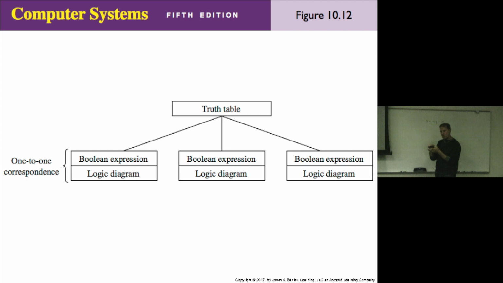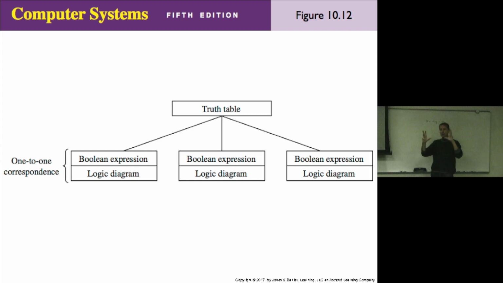Now, what does that mean, there's a one-to-one correspondence? I mean, they could be written in either way exactly. Exactly, yes. For every Boolean expression, there is exactly one what? Logic diagram. And for every logic diagram, there's exactly one what? Boolean expression. But I'm here to tell you that for a given truth table, there's not just one logic diagram or Boolean expression.